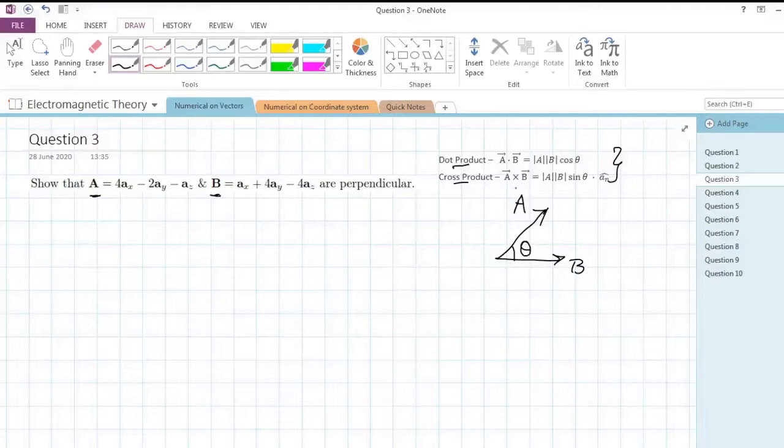And in cross product, we again multiply the magnitudes of A and B, but this time we multiply with sine of the angle between them. And at last we also multiply this value with the normal to the vectors A and B, a normal which is perpendicular to both vector A and B. So the answer of a cross product is a vector and the answer of a dot product is a scalar.